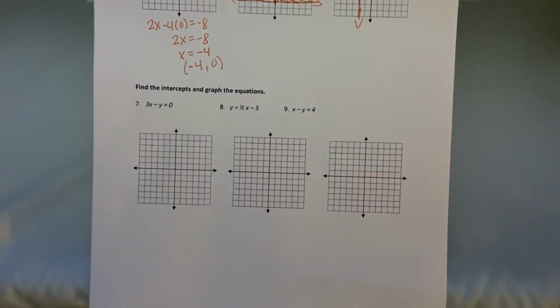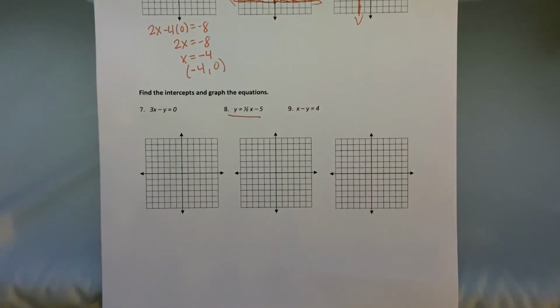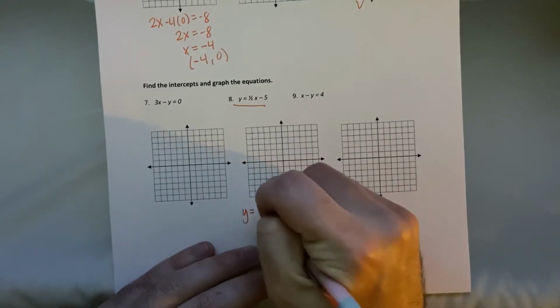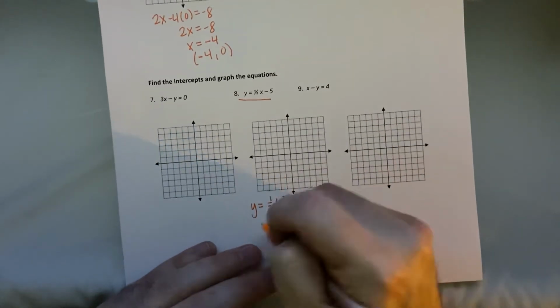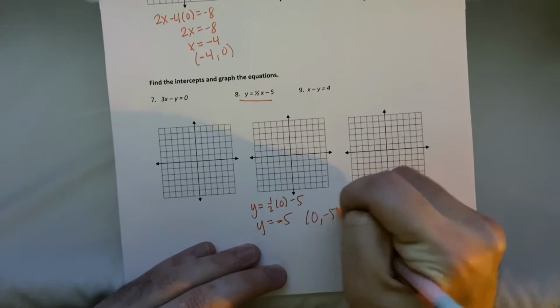What about, let's look at number 8. What if your equation doesn't have the x and y on the same side? If you're finding the intercept, it's still the same. You still plug in 0 for x or 0 for y. So let's start by plugging in 0 for x. y equals 1/2 of 0 minus 5. Well, anything times 0 is 0, so y equals negative 5. So this is the point (0, negative 5).